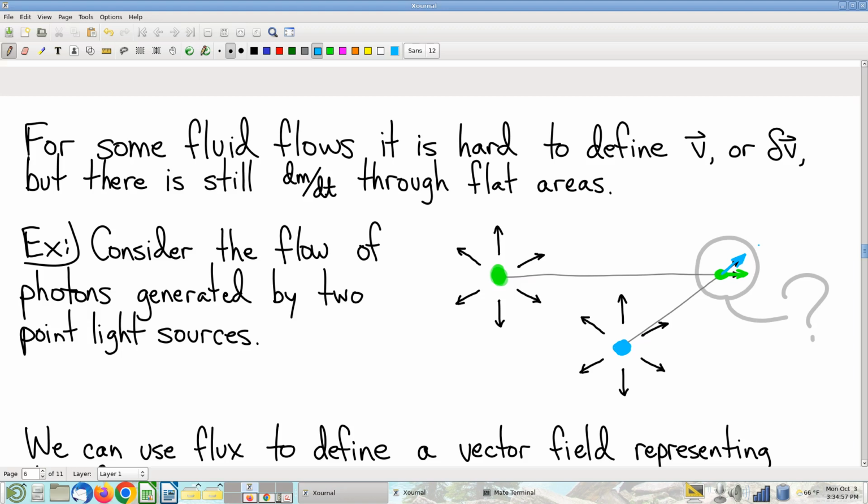So how can I just say, oh yeah, the vector field, we'll just let the vector field be the velocity? Which velocity? It's awkward, right? So how do we deal with this?